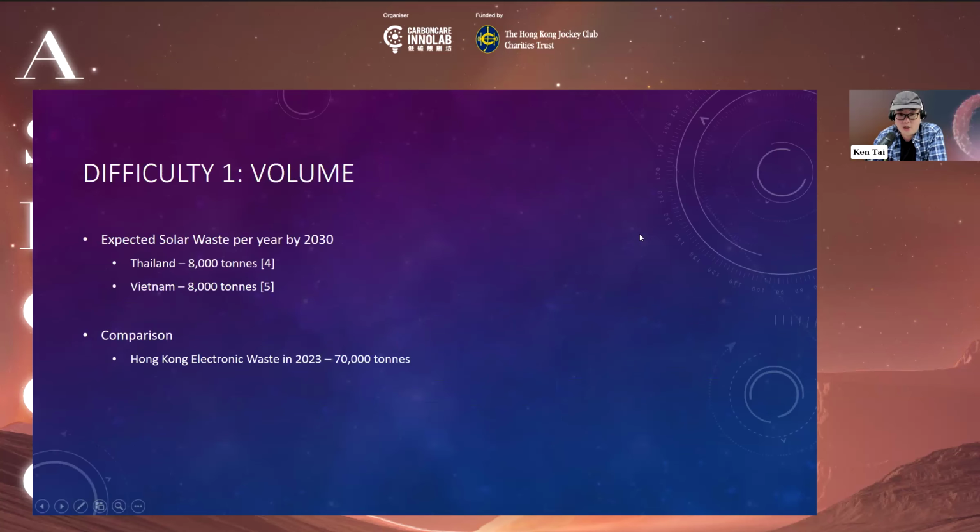In fact, countries such as Thailand or Indonesia, they all estimated their solar waste will reach at least 8,000 tons annually by 2030. And to my understanding, if I'm wrong, please correct me, the current solution to the solar waste is still sending them to the landfills. So 8,000 tons per year sounds like a lot. And in fact, it is a lot to the environment. But unfortunately, it is not really that much in the eyes of those recycling companies.